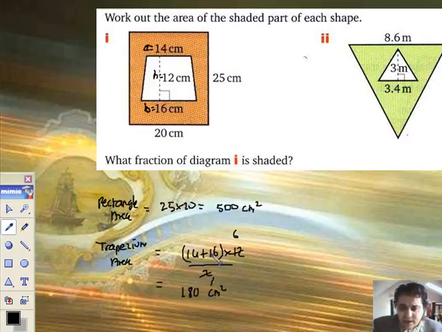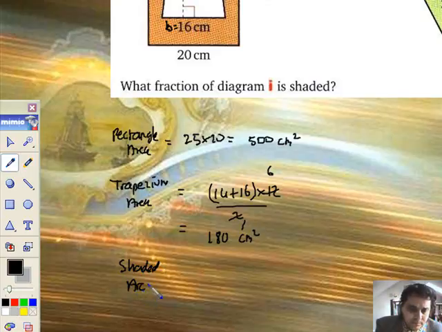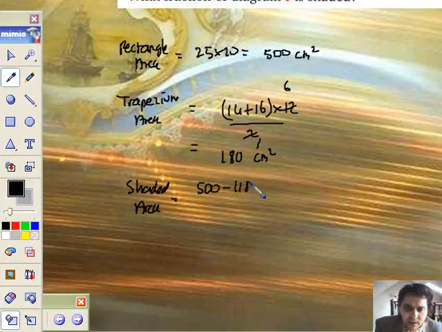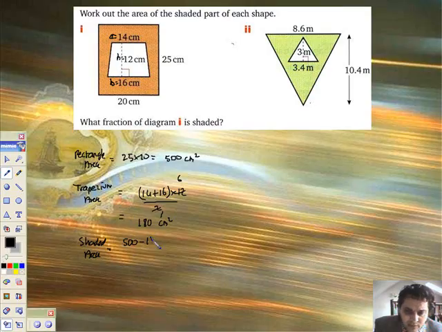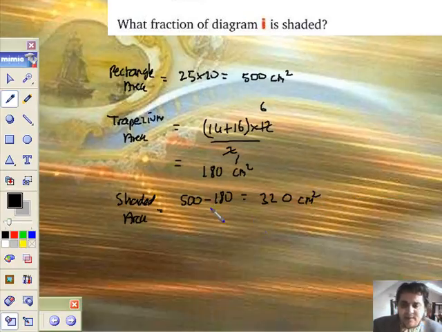Is that alright? Check again. 30 times 6, 180. Correct. Now, not total area, but shaded area. 500 is the whole thing. Take away 180. Oops, no. That's going to give me 320 centimetre squares. 50 take away 18 is 32. That's correct.